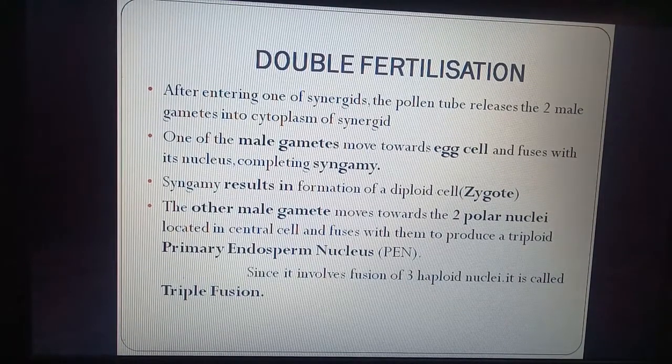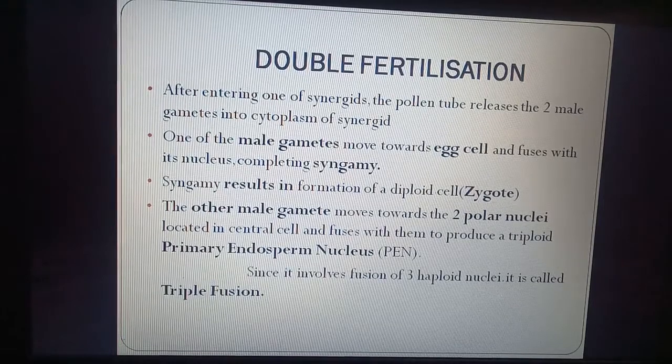Now one of the male gametes moves towards the egg cell and fuses with its nucleus. This is called syngamy. So the first male gamete fuses with the egg cell and it is called syngamy. It results in formation of a diploid zygote. So zygote is formed. The other male gamete fuses with two polar nuclei in the central cell and produces a triploid primary endosperm nucleus. And this nucleus will in future form the endosperm.